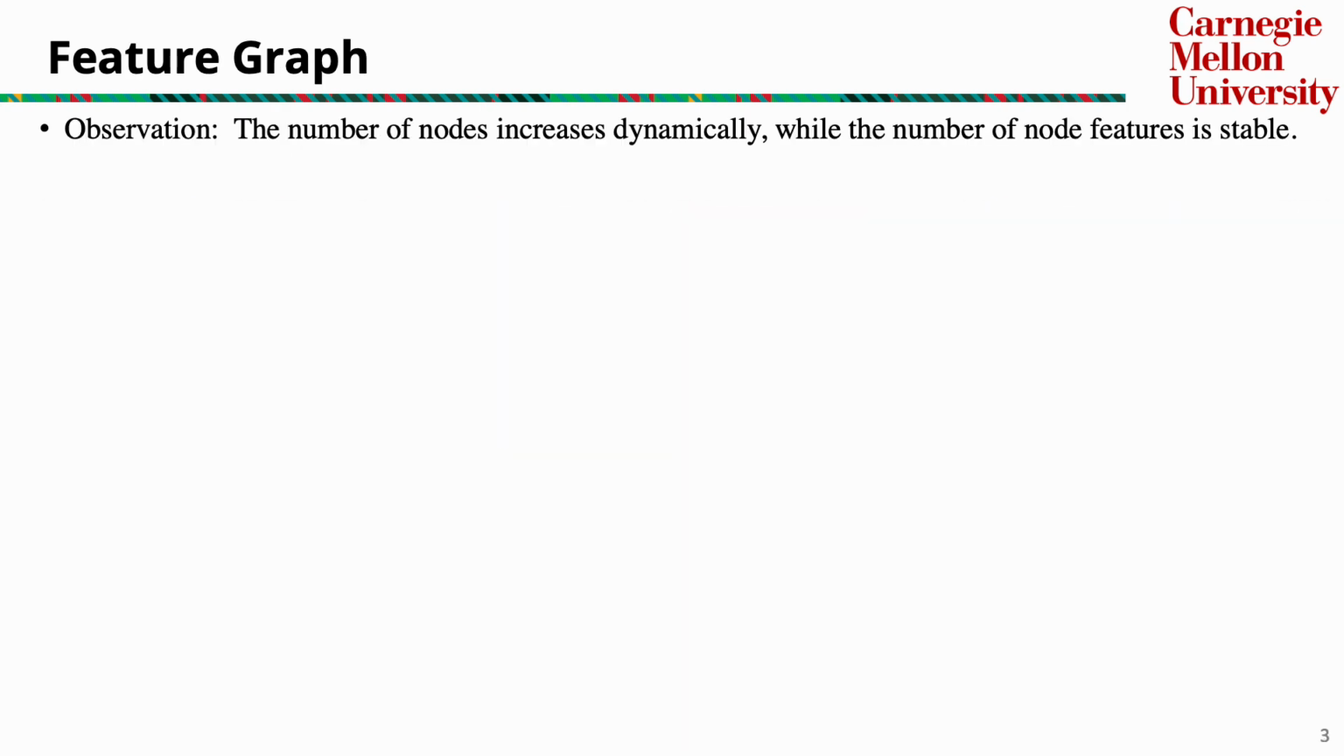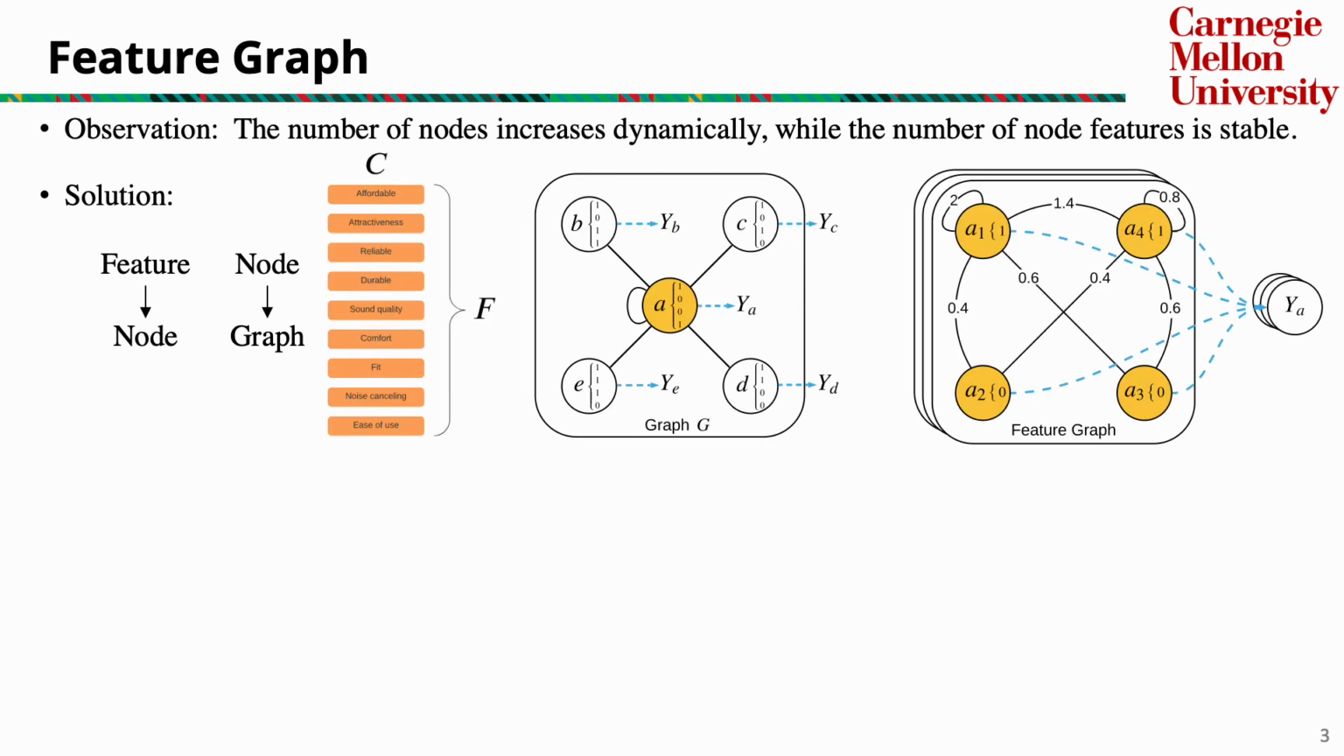In this work, we propose a new graph topology, feature graph, to solve the problem of increasing the number of nodes in a growing graph. We have a very important observation. That is, although the number of nodes increases dynamically, the number of node features is often stable in a graph. Therefore, in a feature graph, we take each feature as a node and turn each node into a graph. This converts the problem of node classification into graph classification.